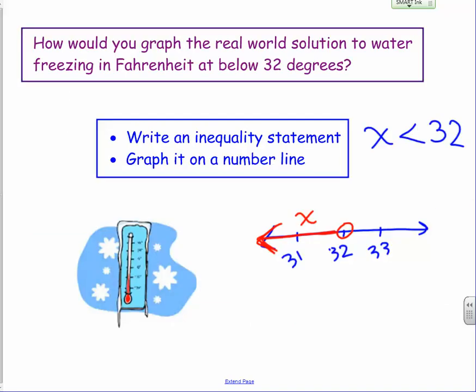All right, and then I said, how would you graph the real-world solution to water freezing in Fahrenheit at below 32 degrees? So you've got to think what x represents. x is going to represent the degrees in Fahrenheit. So to write an inequality statement, all the degrees in Fahrenheit where water freezes are less than 32 degrees. So this is just a statement of inequality. And then to graph it, always put one number bigger than 32 and one number smaller than 32, and we need an open circle, because at 32 degrees the water's not frozen yet. As soon as it gets below 32 degrees, then the water's frozen. So that's the statement and the graph.